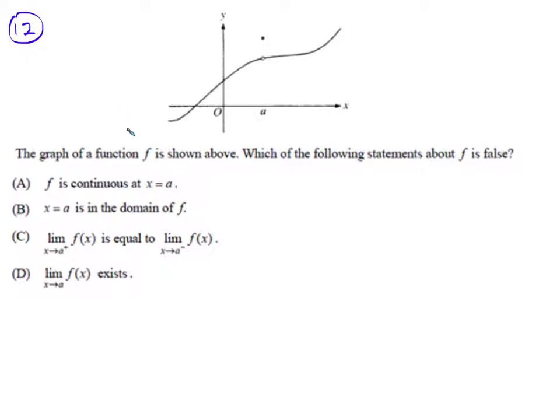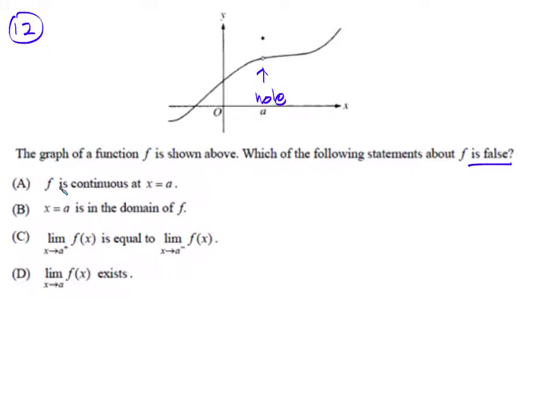Problem number 12. All right, so we're looking for something that is false here. So that means 3 of these things are true. All right, let's take a look at A. F is continuous at x equals A. Continuous. No, it's not. Look, there's a hole right here.